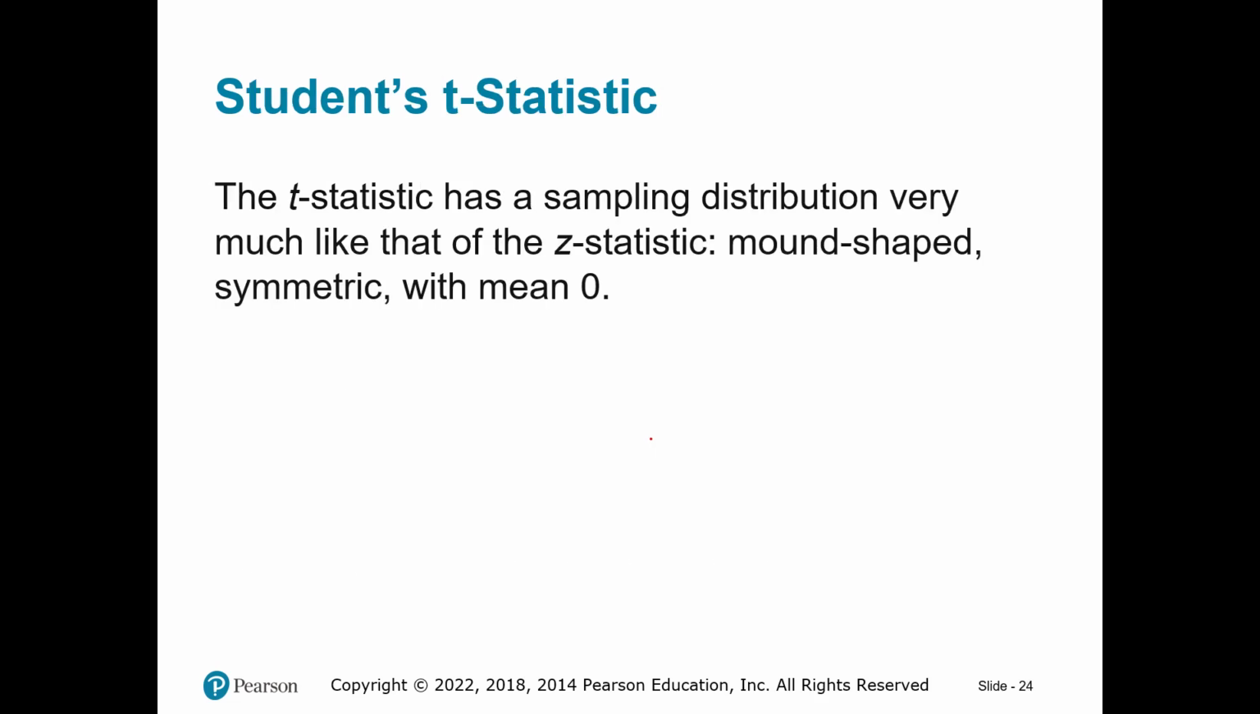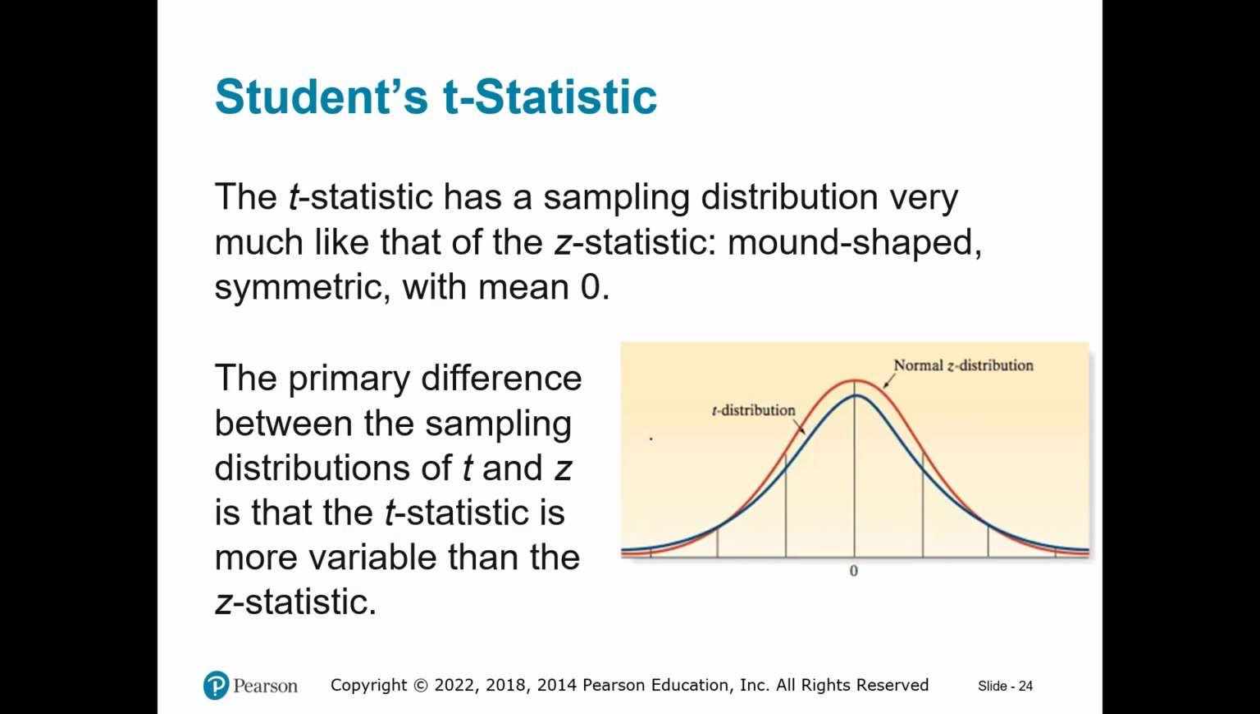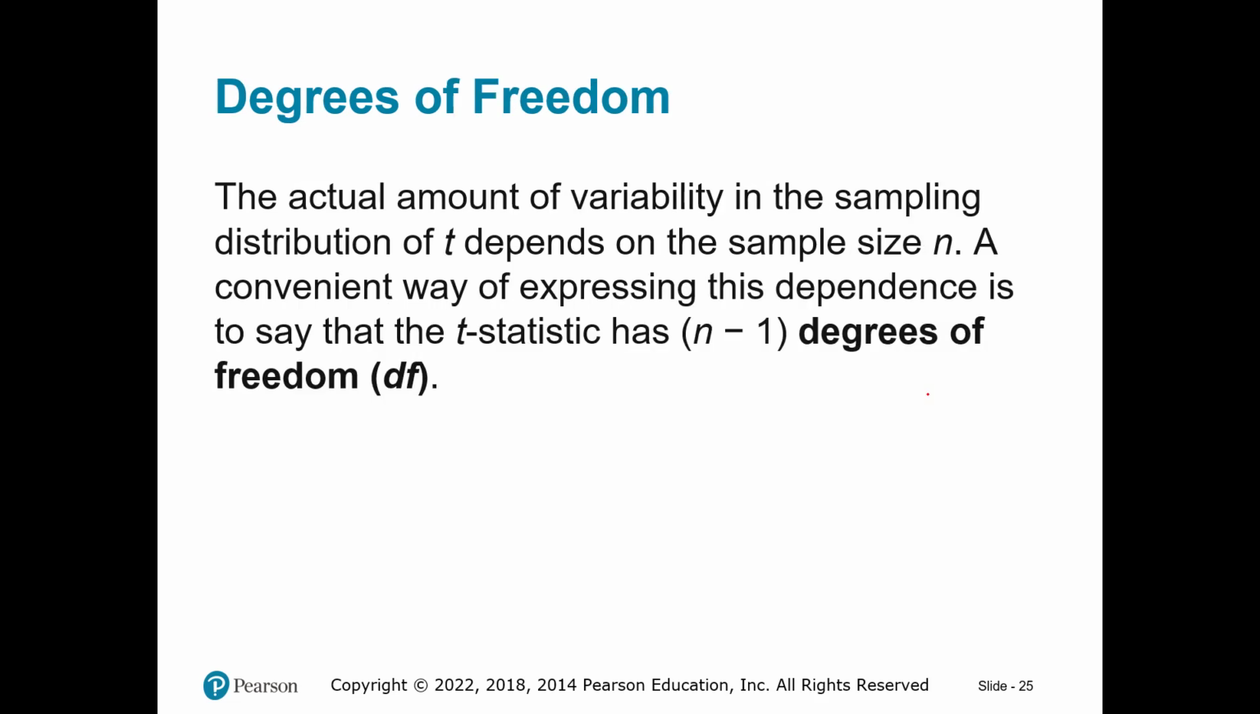So the t statistic has a sampling distribution very much like that of the z statistic: mound-shaped, symmetric, with mean 0. Look at this. This is the t distribution, and this is the normal z distribution, almost the same. The actual amount of variability in the sampling distribution of t depends on the sample size n. A convenient way of expressing this dependence is to say that the t statistic has n minus 1 degrees of freedom.